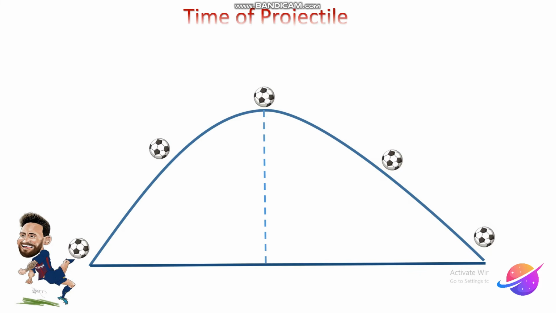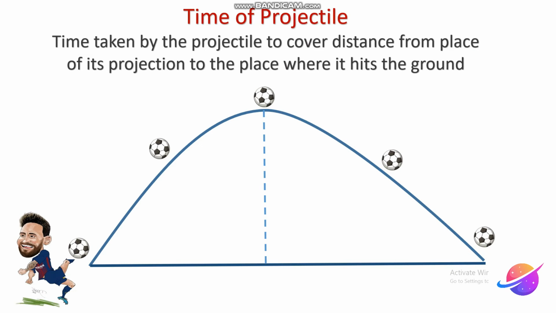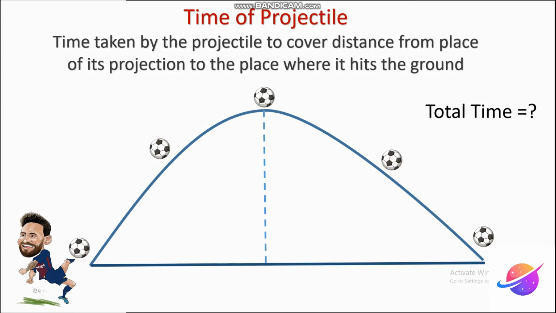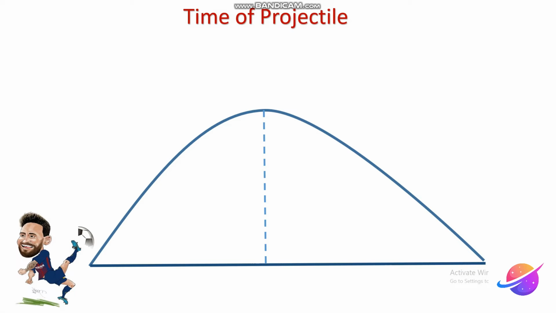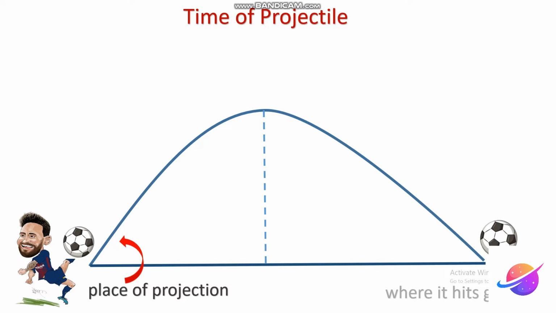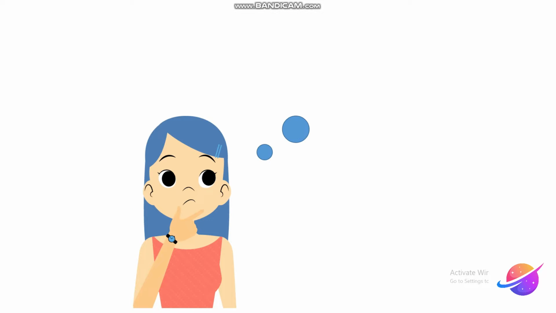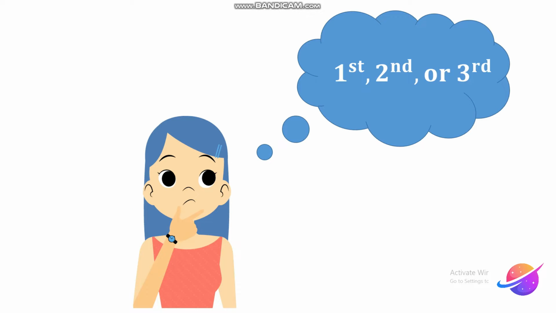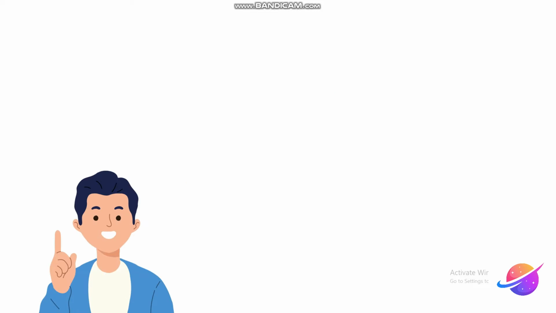So today we'll be calculating the total time of the flight, which is the time taken by the projectile to cover distance from the place of its projection to the place where it hits the ground. So which equation of motion shall we use? As we have to find the time, we can use both the first and second equation of motion. We cannot use the third as it contains no time.